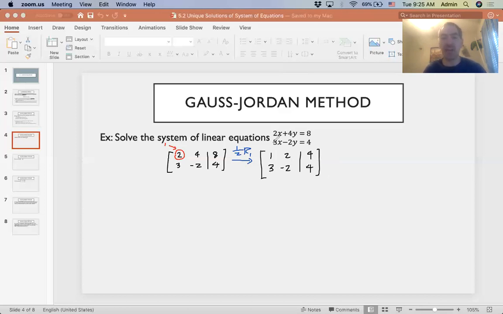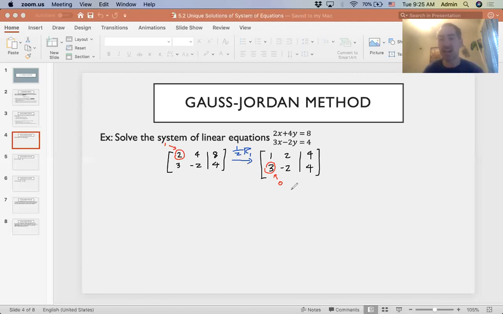Okay, now I have my 1. I've got that pivot. So everything else in that first column should be 0. So now I want this 3 to become 0. Okay, that's where that third row operation comes in. In order to force 3 to become a 0, I need to add its additive inverse to it, which is the same number, opposite sign. So I want to add a -3 to this number.